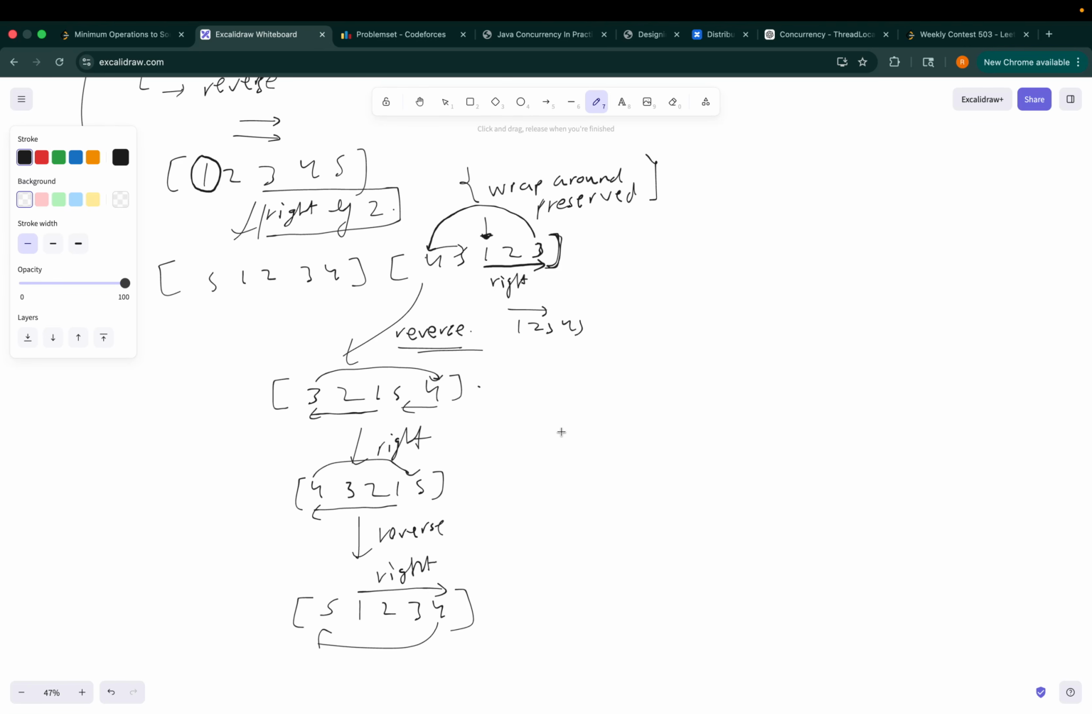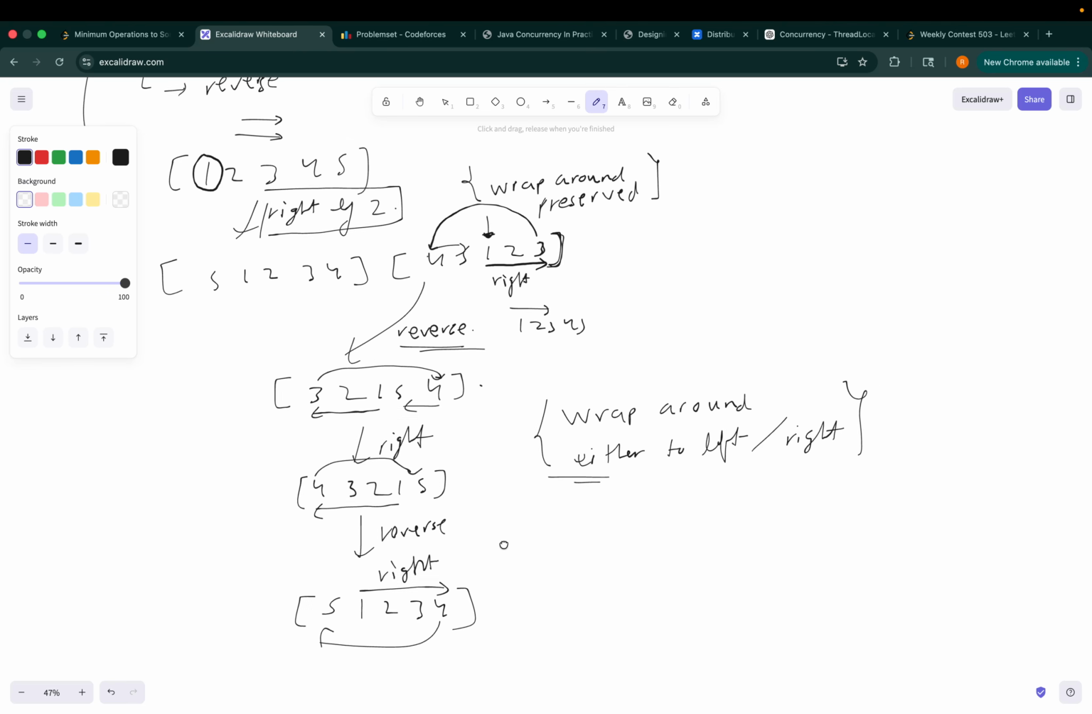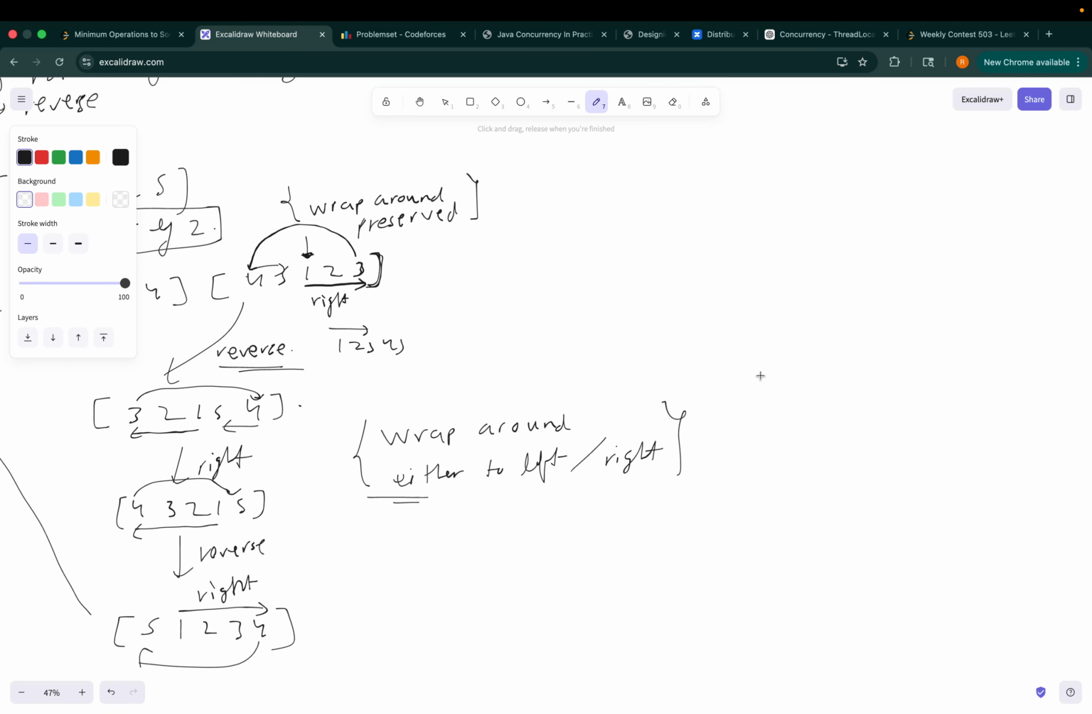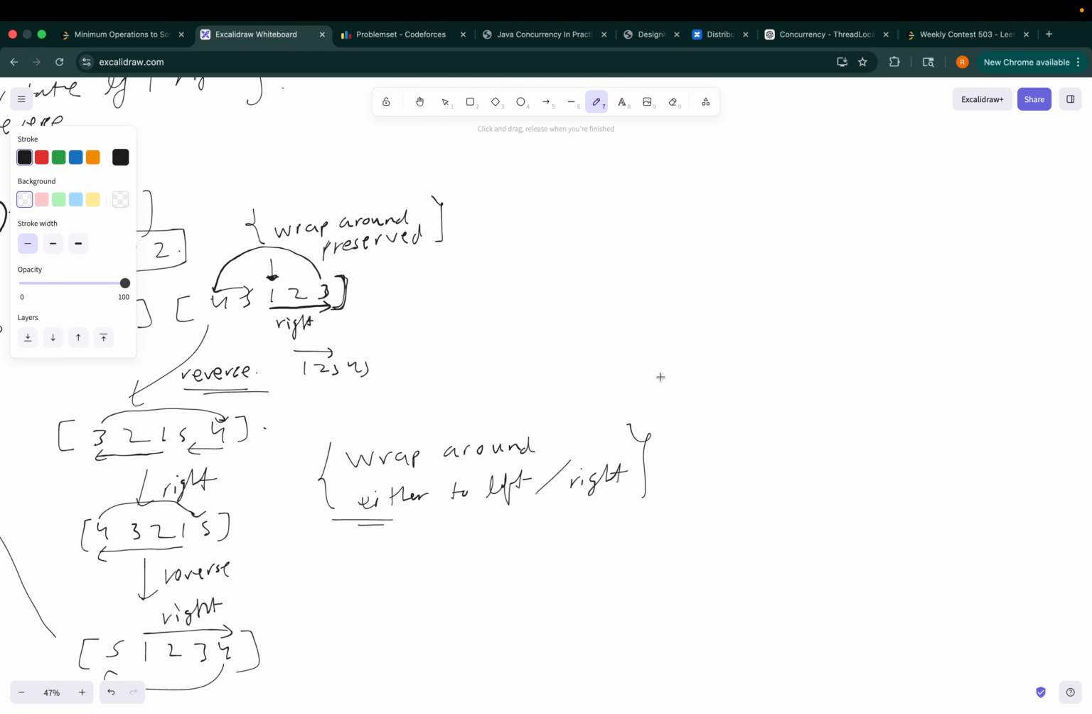So one observation here is your array always has to wrap around either to the left or right. Okay, and if your array doesn't wrap around, then there is no answer. I mean, you cannot sort it, right? So basically now going from 5 1 2 3 4 to your sorted array originally is very easy. You could just follow the same steps in reverse probably, right? Okay, so after you are done figuring out this wraparound observation, this is your star observation. Now you want to actually solve the problem, right? So there are two things now.